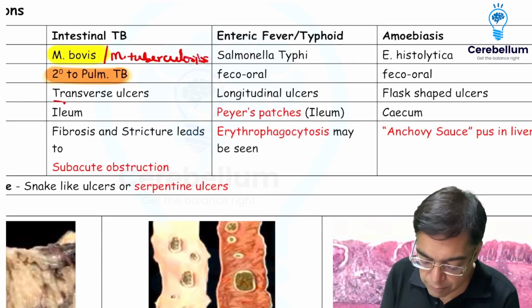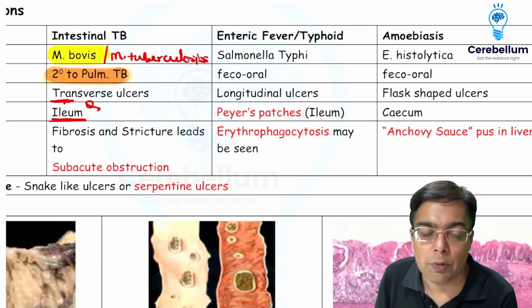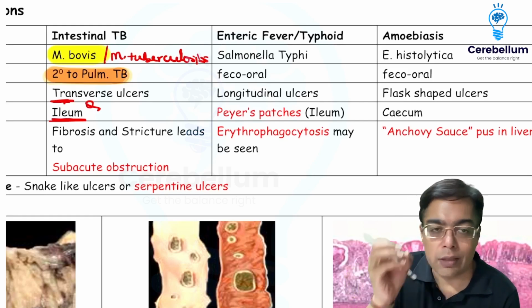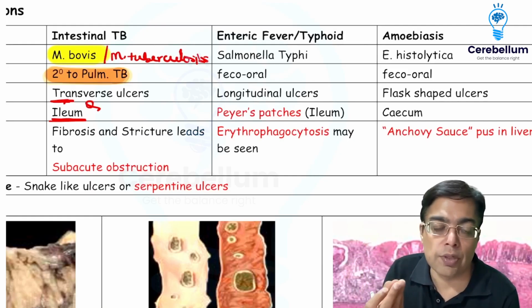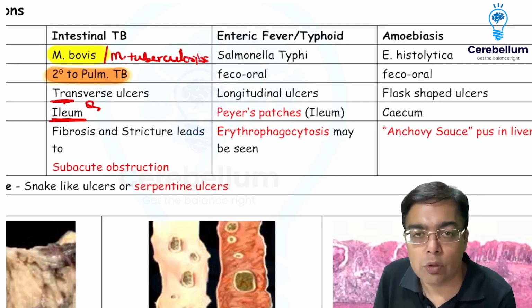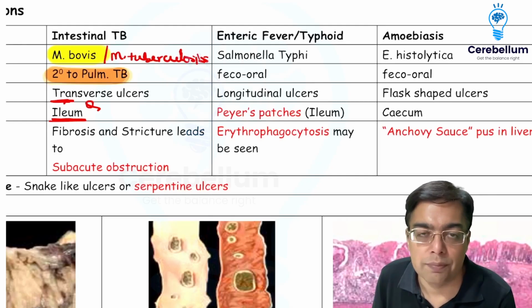Patients typically have the presence of a transverse ulcer, and the part of the gut affected in these patients happens to be the ileum. Why should we be familiar with tubercular infection? Because this can result in too much fibrosis, and that fibrosis can be responsible for causing stricture formation. Clinically, stricture formation is one of the important reasons for development of SAIO, that is subacute intestinal obstruction.